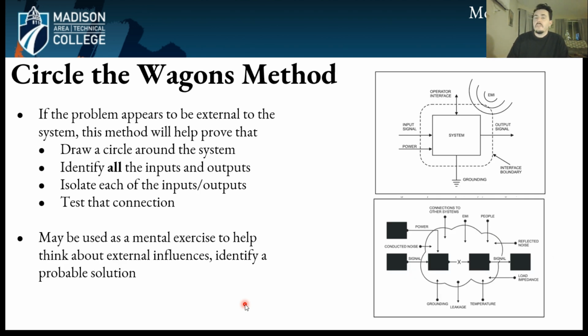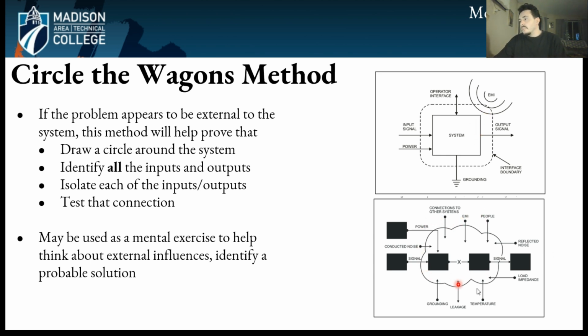All right, the next method is circle the wagons method. So this is similar to the complex to simple, but almost in reverse a little bit. It's a little different. So basically, what you do is you take a system and you draw a circle around the entire system. And then you look at all the inputs and outputs that go into the system, every single thing you can think of. So here we have input signal, output signal, sure. But we also have power, grounding, interface with some operator. There's an interface boundary here, but there's also some electromagnetic interference that could be coming into the system.